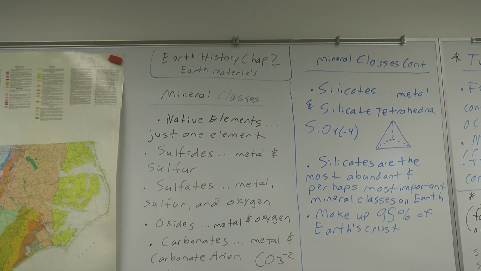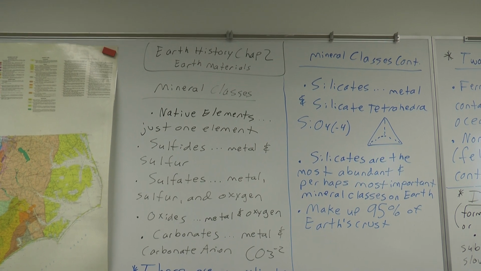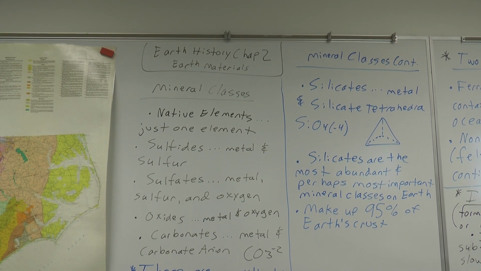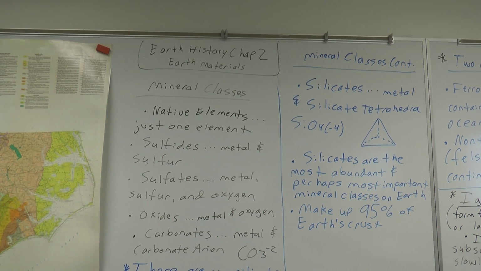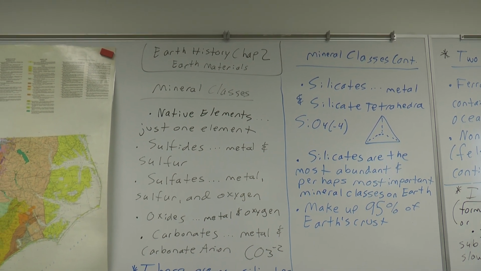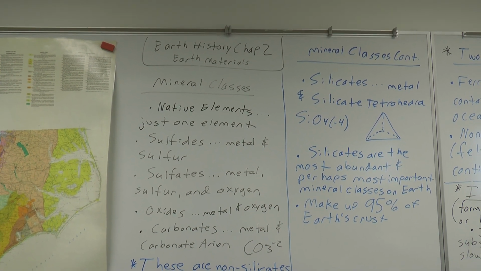Then we have sulfides, which are going to consist of metal and sulfur, and examples here would be pyrite, FeS2, iron sulfide, fool's gold, or galena, PbS, which is lead sulfide.